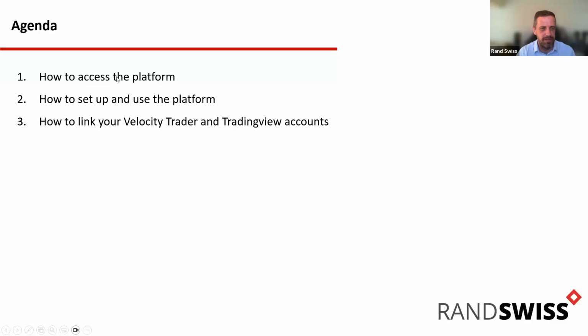Then once we've completed that, I'll show you how to set up and use the platform. And then finally, towards the end, if you've got a TradingView account, I'll show you how to link your Velocity Trader account to TradingView. So if you don't want to use the Velocity Trader platform, you can actually link it to your TradingView account, and then you could trade via TradingView. So you don't even have to log into Velocity Trader.